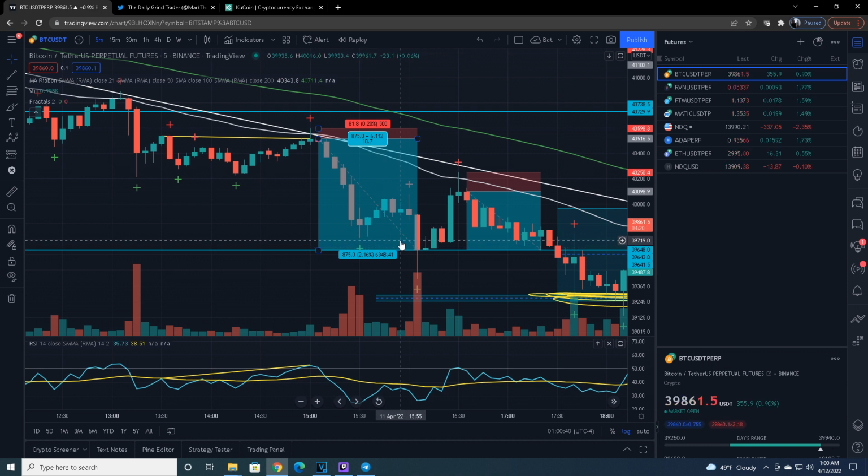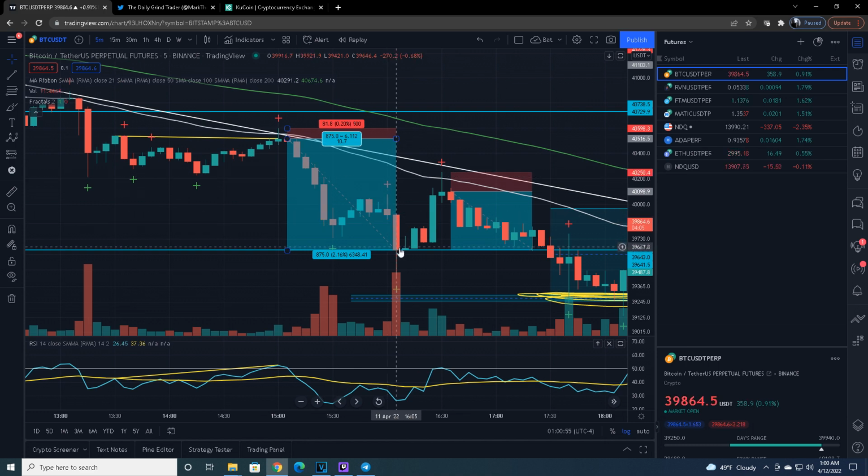So that is a 43% trade on 20x leverage with only a 4% stop loss. That is a huge reward to risk. And what happens after that?